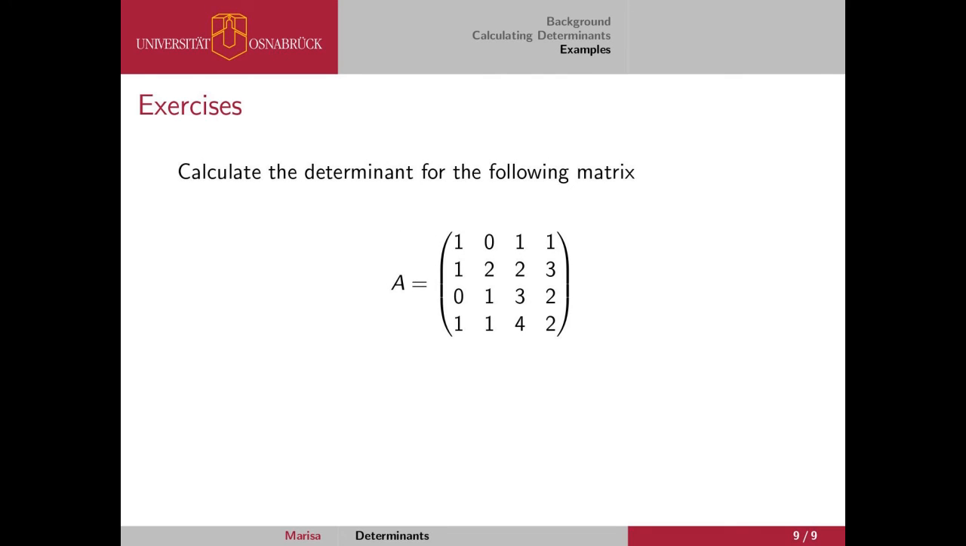Let's consider the following matrix A, which is now a 4 times 4 matrix. With the formula from the last slide, you could calculate the determinant now. And you can try to do this on your own, but if you're not so familiar with the notation of the formula yet and not sure how to read it, don't worry. We will go through it step by step on the next slide, and I will explain in detail what we do with all the different parts here.